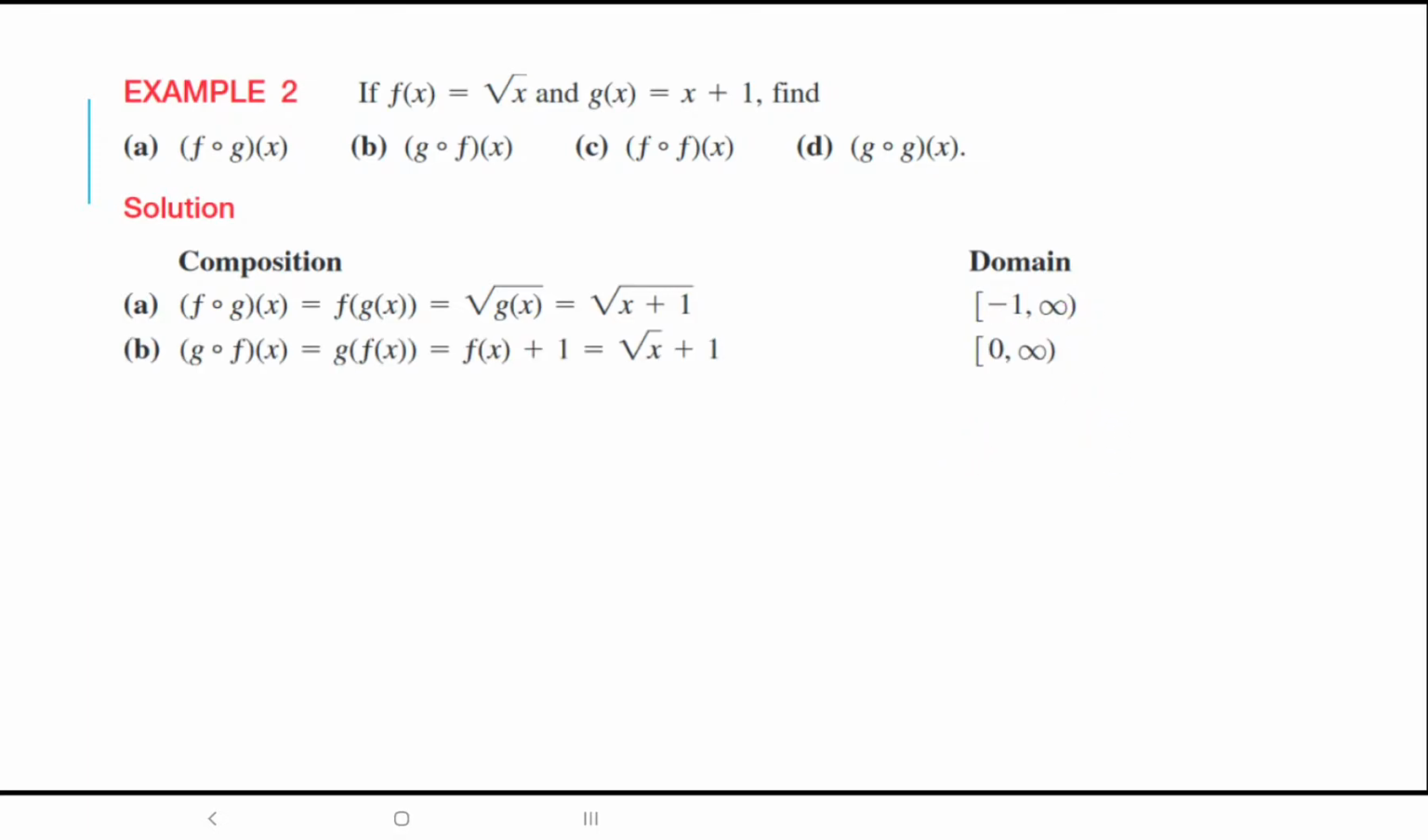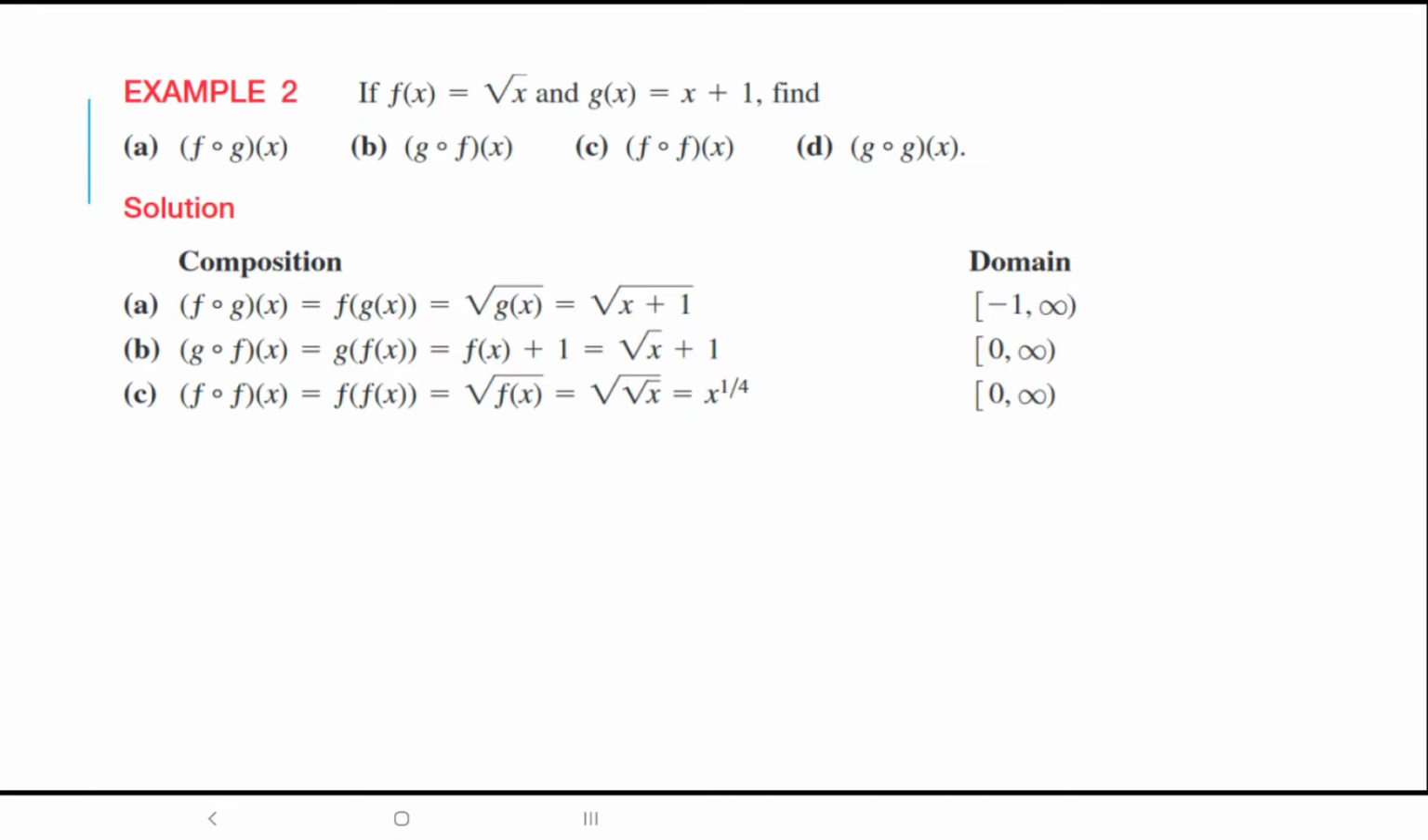Okay, similarly, ganito rin dito. So, we have g of f of x. So, ito yung sinasabi ko kanina. Function composition is not commutative, okay? So, we get g of f of x to be equal to f of x plus 1, which is just the square root of x plus 1. And the domain of it is solely dependent on the square root of x, which is equal to 0 to positive infinity. And then we have function composition to itself.